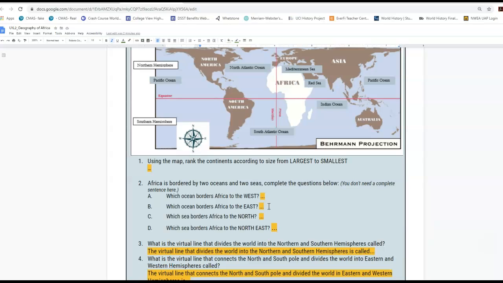Letter C, what sea borders Africa to the north? So again, Africa, go to the north. Here is the Mediterranean Sea. I would type that in there.